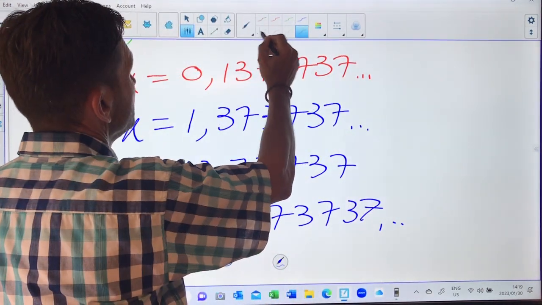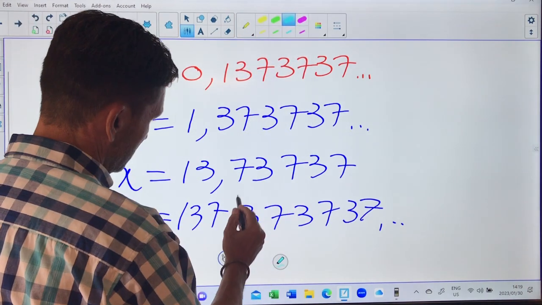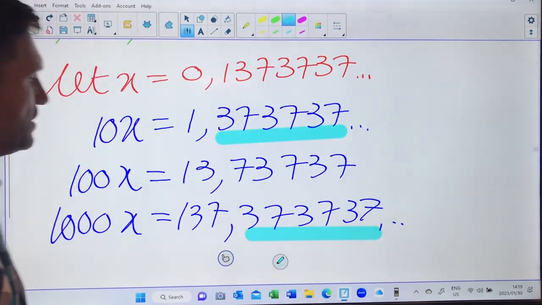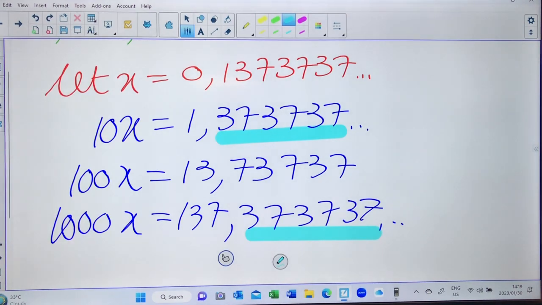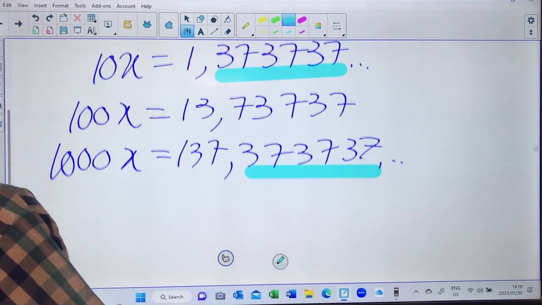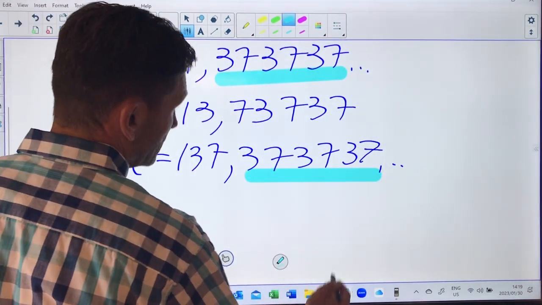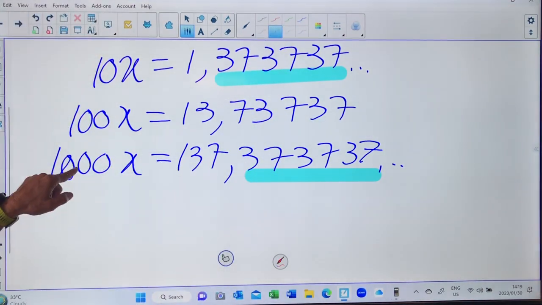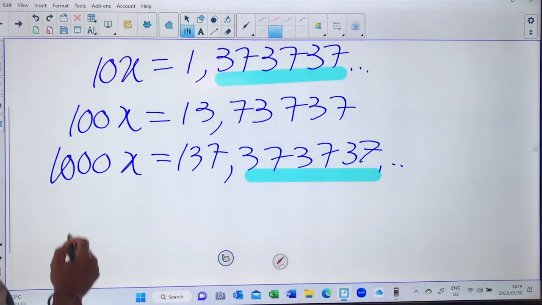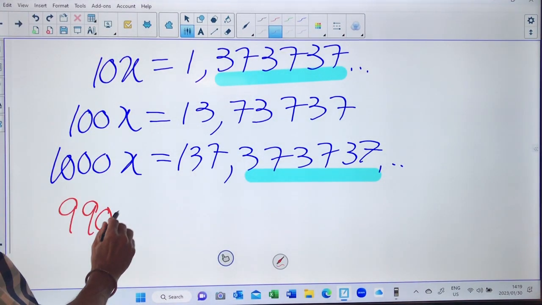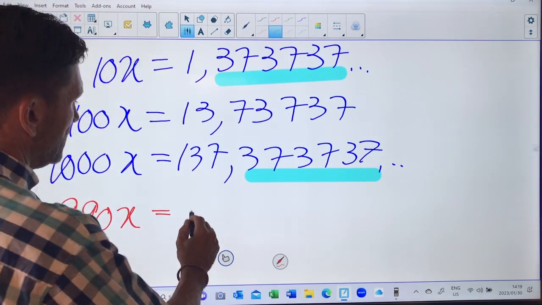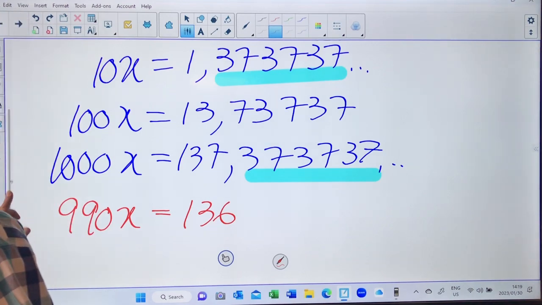And I have the same decimals. Here are the same decimals. These two, that one and that one, have the same decimals. I need to get the same decimals. So subtracting these two from each other, I will now have this. 1000x minus 10x will give me 990x, and 137 minus the 1 is 136.